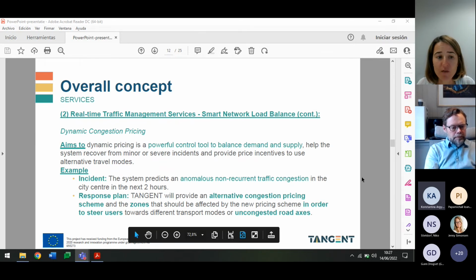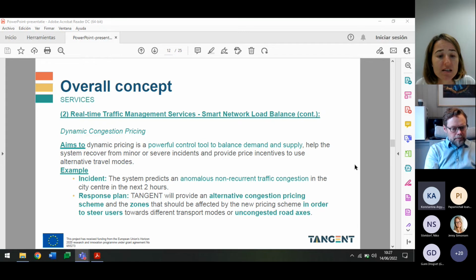So here we can see an example for dynamic congestion pricing. Here we can go directly to the example. There is an incident. The system predicts an anomalous non-recurrent traffic congestion in the city center in the upcoming 2 hours. So the response plan will provide alternative congestion pricing schemes in the different zones that are affected, proposing new pricing schemes in order to boost the transport users to those areas that are less congested. Okay, so we could say that yes, the pricing schemes could help on boosting the use of less congested areas by the transport users.